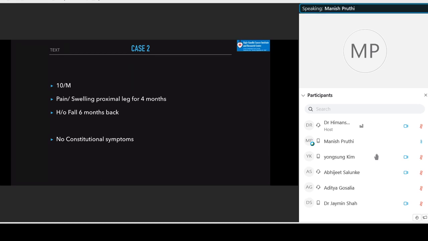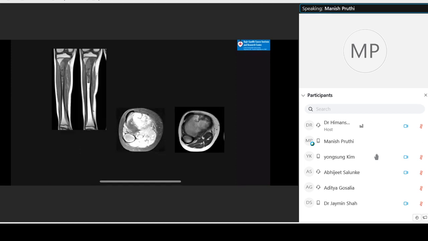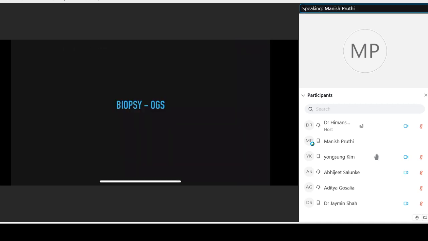So that is what we faced in this 10-year-old male child with pain and swelling in the proximal leg for 4 months. The radiographs were suggestive of osteosarcoma in the metaphyseal area of the proximal tibia. This is the MRI. You can see that the disease is going right up to the physeal cartilage, but it is not crossing the physis. We did a biopsy, which was suggestive of osteosarcoma.